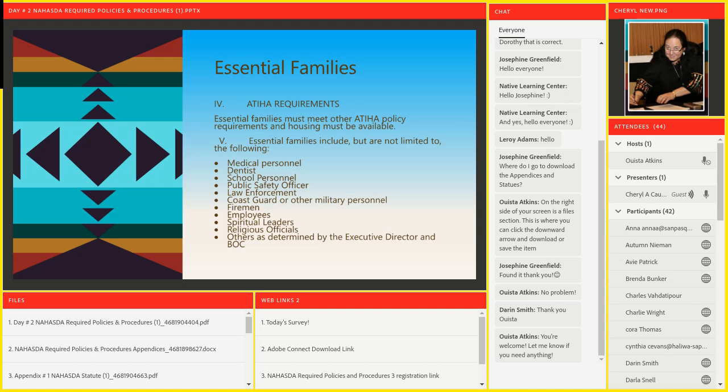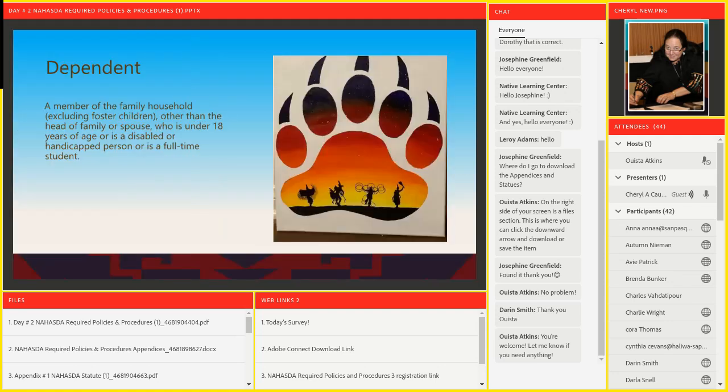Public safety officers, your law enforcement, Coast Guard and other personnel, firemen, employees of the tribe, spiritual leaders, religious officials, others as determined by the executive director or the board of commissioners. Now, you have to make sure when you create that essential families policy, who may deem them essential. Make sure that you have that component within there.